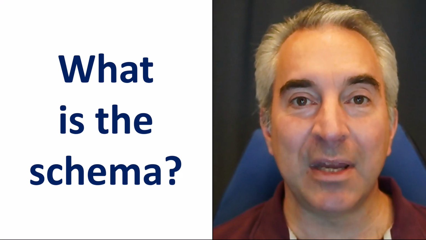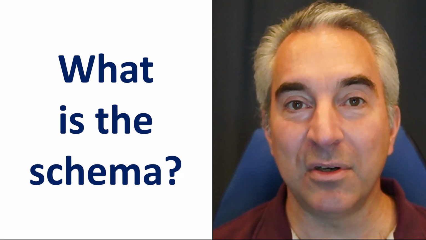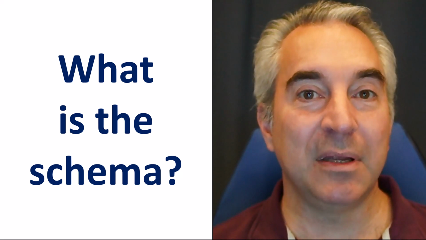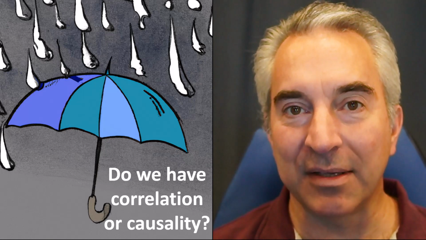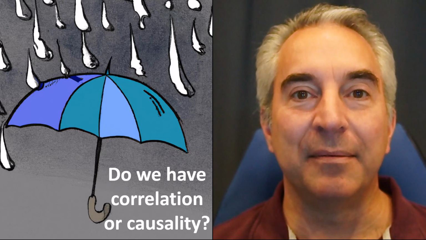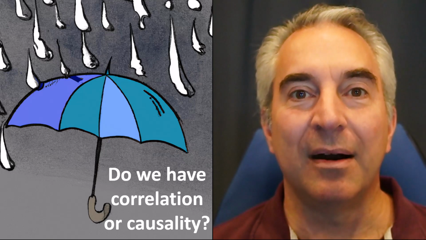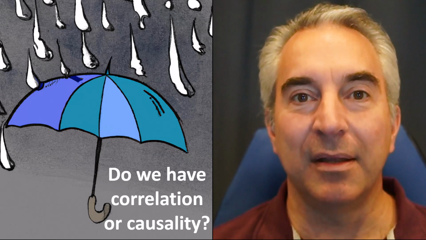So trying to understand what's in that schema is a really difficult thing, and it's important to know how hard this would be to do without AI. Now, another thing you want to look at in that schema is, do you have causation or causality? The classic example: I have an umbrella when it's raining, therefore the umbrellas are causing it to rain, right?